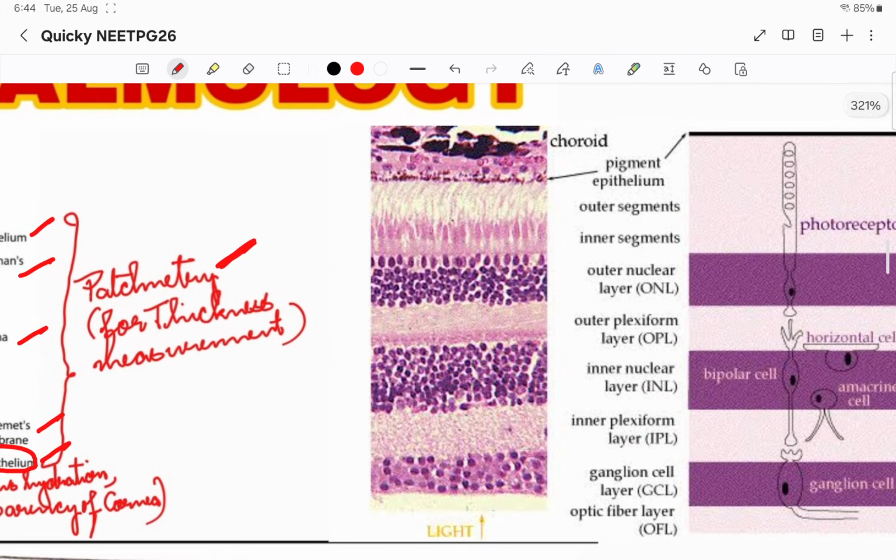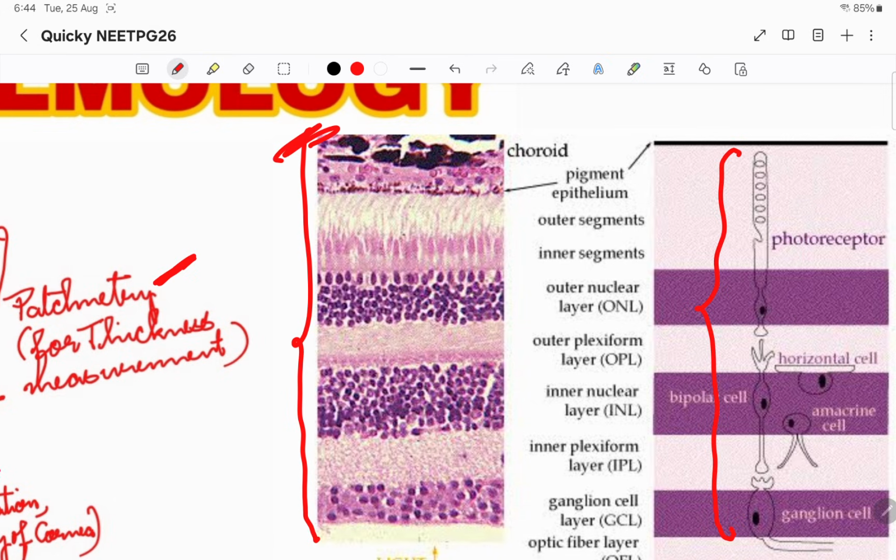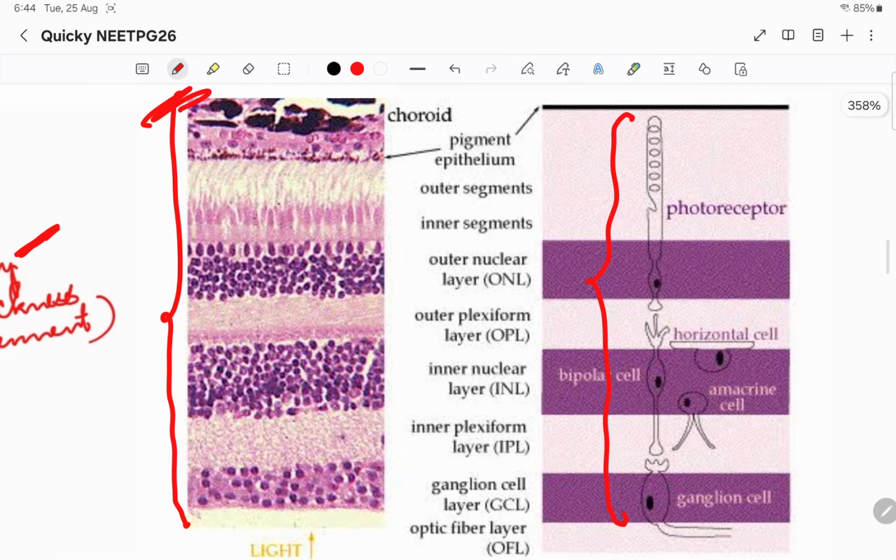This is how the layers of the retina would look on a pathological slide, and these are the cells that represent it. This is what they have been asking. The question all through the years has been to arrange the layers. It is going to be the pigment epithelium on the very inner side. See, this is the choroid, so the choroid will be there.